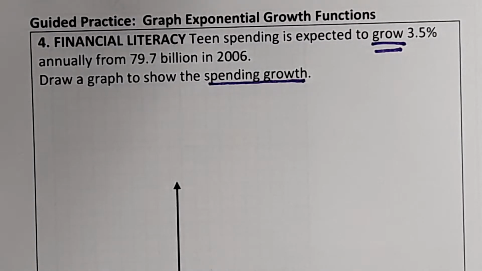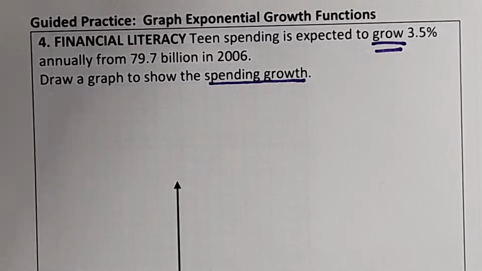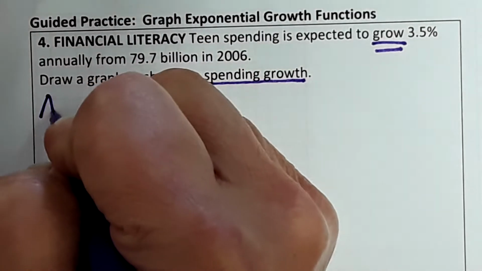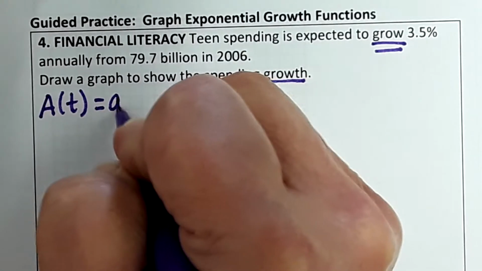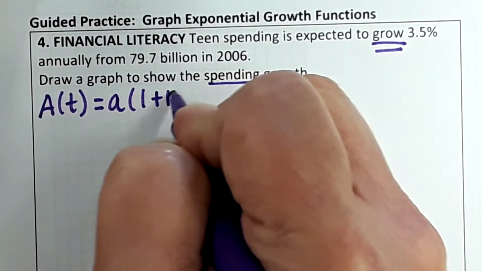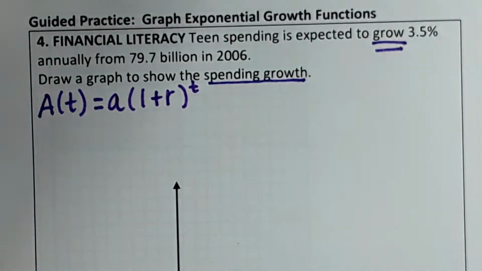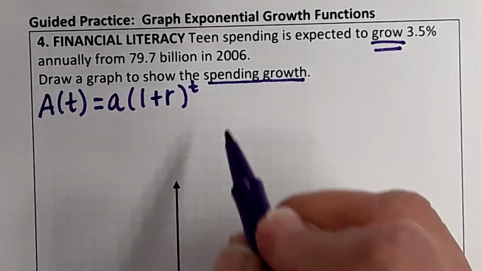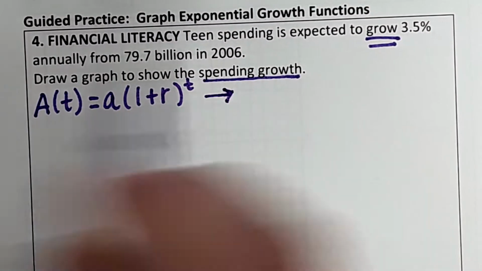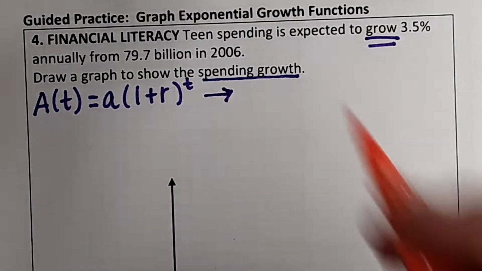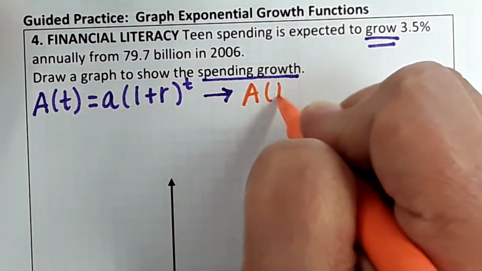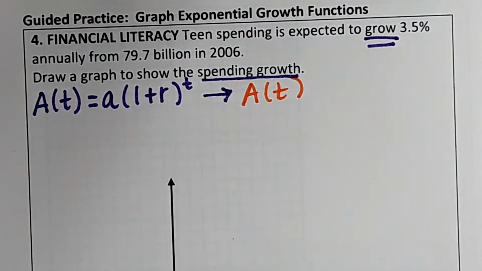Before you can graph it, you have to come up with an equation. You can't graph anything without an equation. So we're going to start with A of t, and we're just going to write the basic equation down so that we know that indeed we have a growth model. Okay, so A of t stays. That's what we're looking for. That's going to be our answer after so many years.